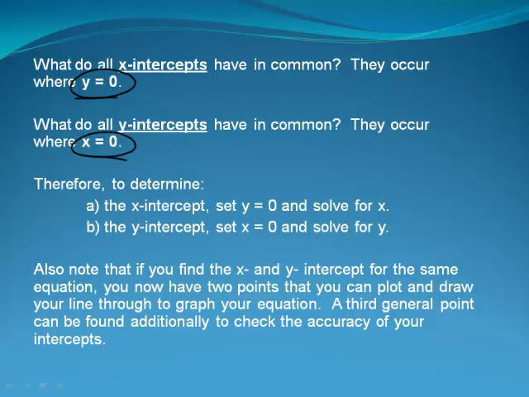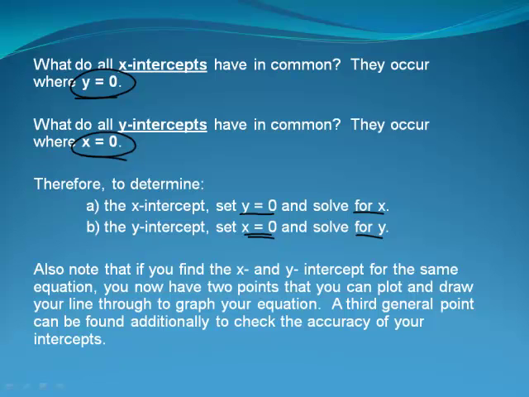Therefore, to determine an x-intercept, if you're given an equation and not a graph, all you have to do is set y equal to 0 and then solve for x. It's like getting an ordered pair, but they're telling you what to let y be. Okay? And if you're trying to find the y-intercept, instead of letting y be 0, you'll let x be 0 and solve for y.